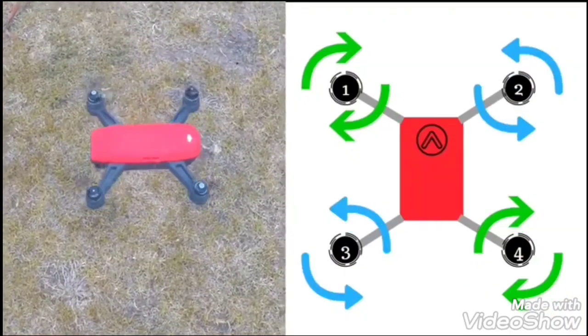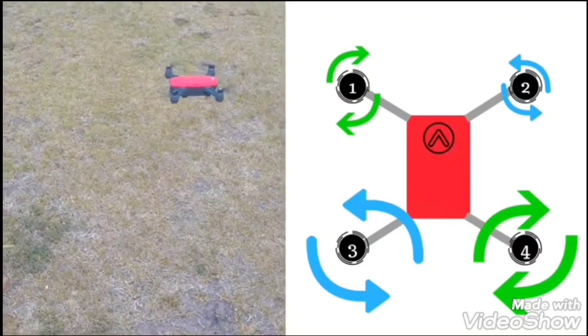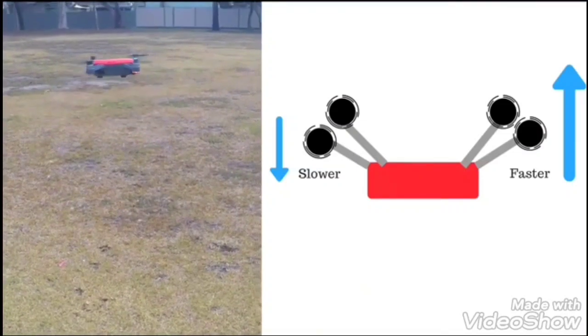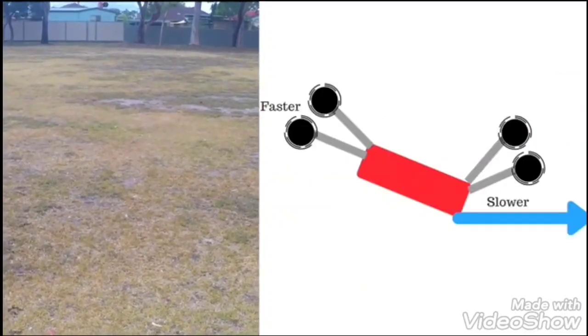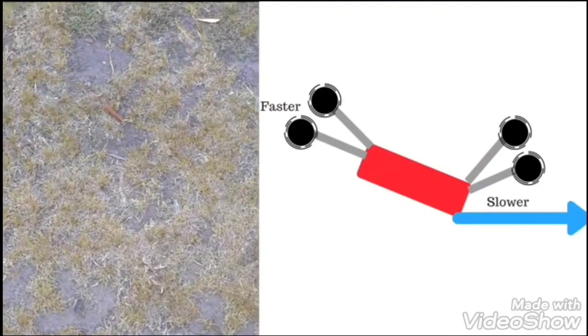If you want the drone to move forwards or backwards, you slow down two rotors on one side of the drone and speed up the two rotors on the other side. The drone will tip slightly towards the slower side and move in that direction. Hey, we're moving forward. If you want to move sideways or backwards, we just use the same principle on the other sides of the drone.